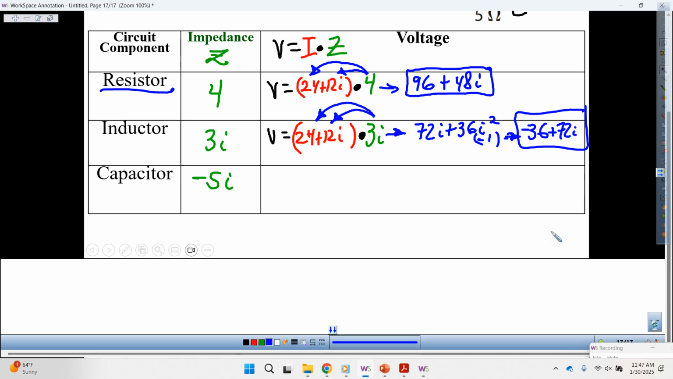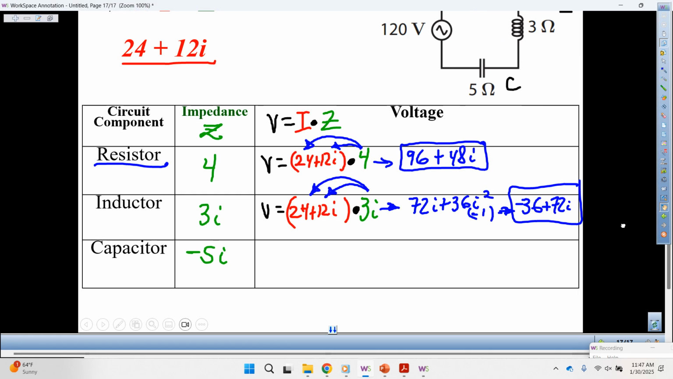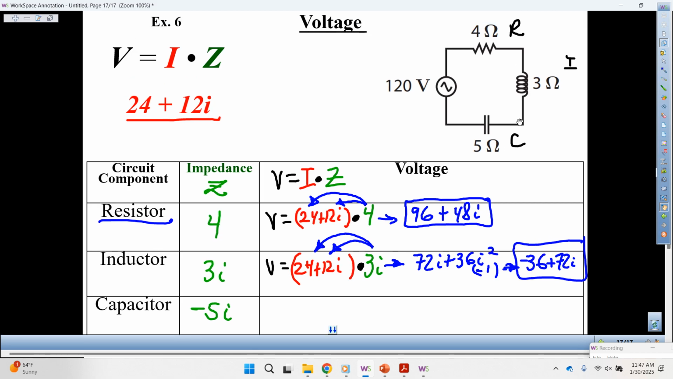All right, I'm going to stop right there. That's exactly how the home play is going to go. They're going to give you something like this, and they're going to ask you to find the voltage through those components.